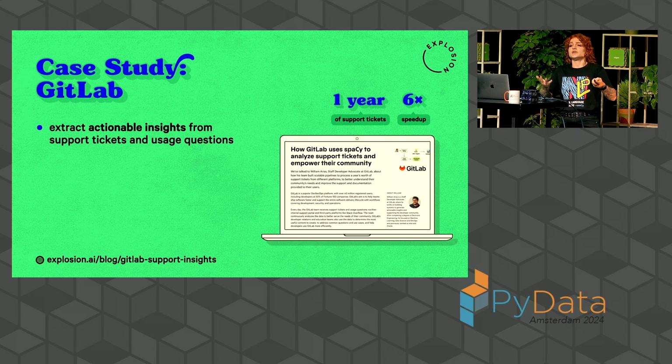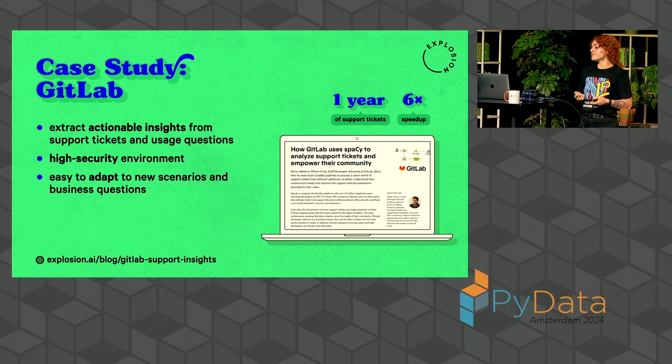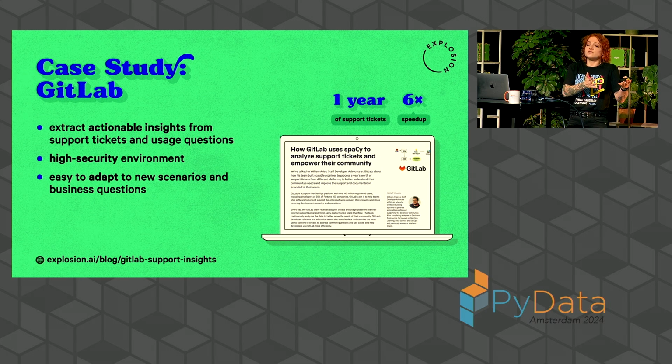And you might think, oh, support tickets, that's not specifically sensitive. But if you think about it, even just a log message or path can potentially include a lot of user information. So it's also a high security environment, and needs to run entirely offline. And what's also important is the solution they were looking to build needs to be easy to adapt to new scenarios and business questions. For example, things like, are people adopting the newer version? What do people think about the latest features? Or how many people are still using an older version of the self-hosted platform?